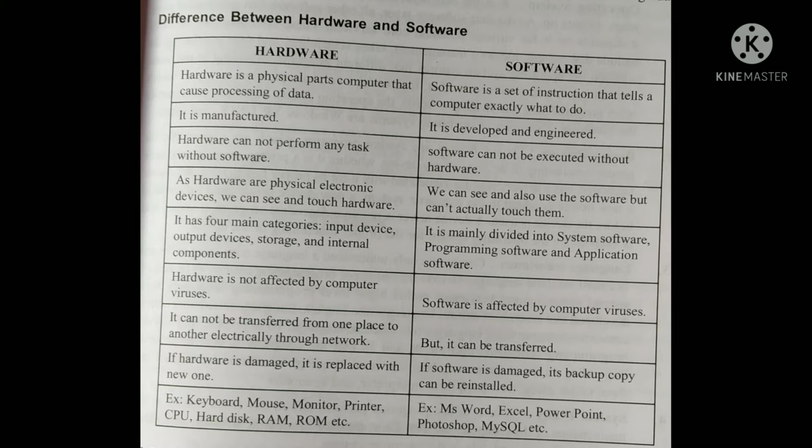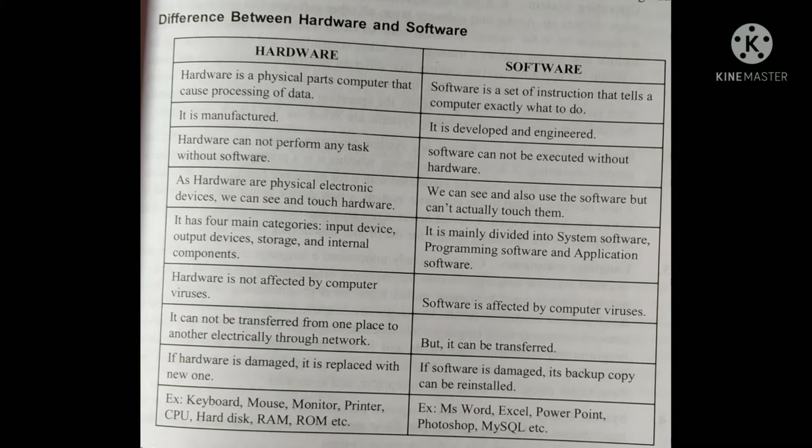Examples of hardware: keyboard, mouse, monitor, printer, CPU, hard disk, RAM, ROM, etc. Examples of software: MS Word, Excel, PowerPoint, Photoshop, MySQL, etc. These are some hardware.